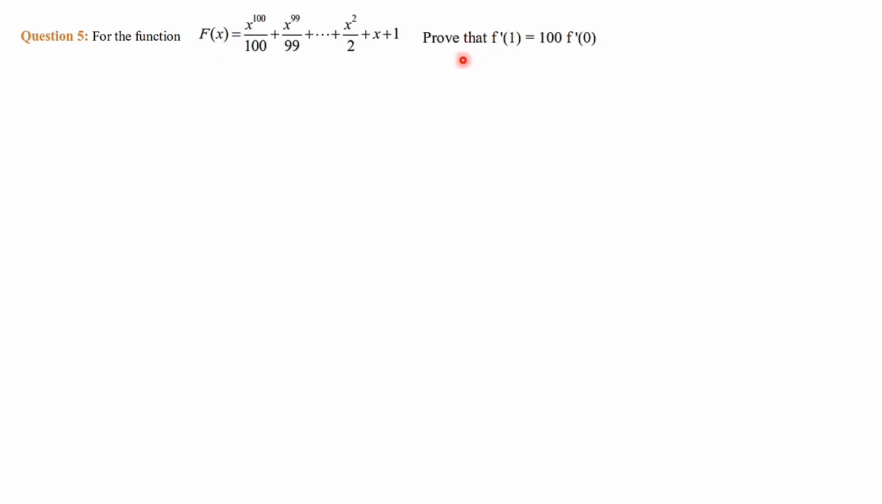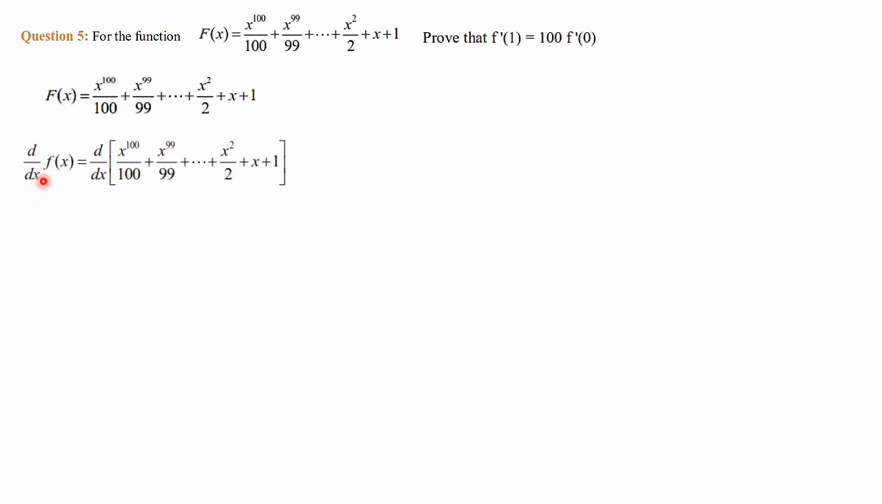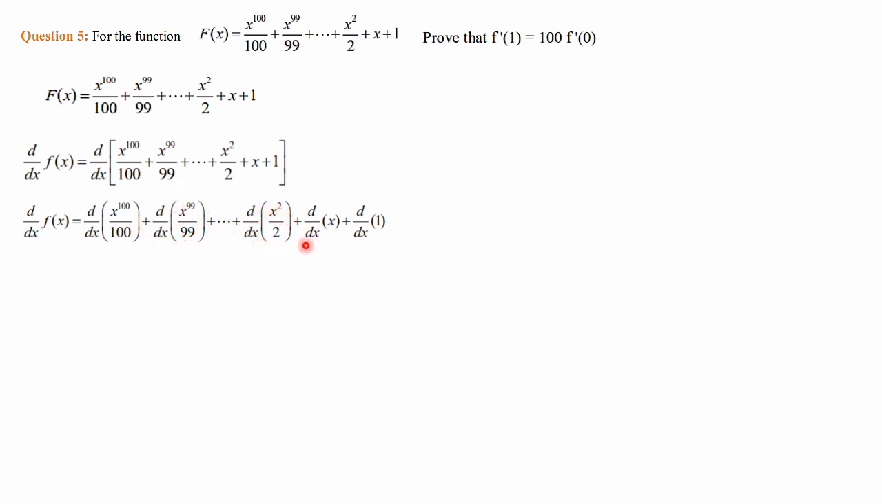First of all, we have to find the derivative of f of x, that is, we have to calculate f dash x. For that, let's write down the given function. Then d by dx of f of x, that is f dash x, is equal to d by dx of these terms: x power 100 by 100 plus x power 99 by 99 plus etc plus x plus 1. By using the algebra of derivatives, let's expand this: d by dx of x power 100 by 100 plus d by dx of x power 99 by 99 plus etc plus d by dx of x square by 2 plus d by dx of x plus d by dx of 1.